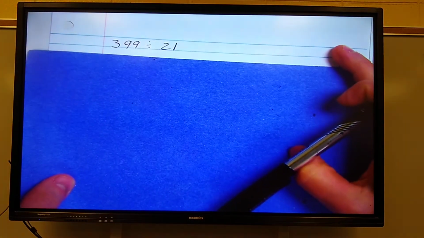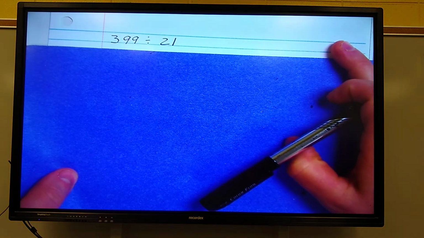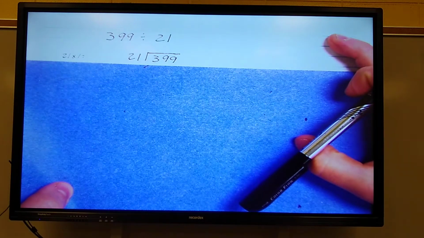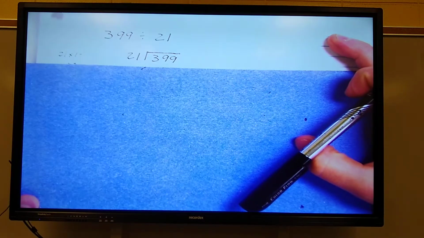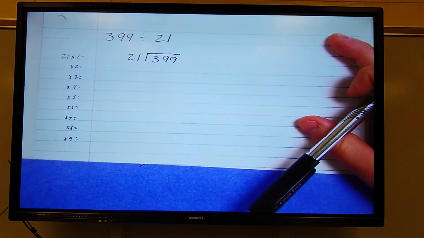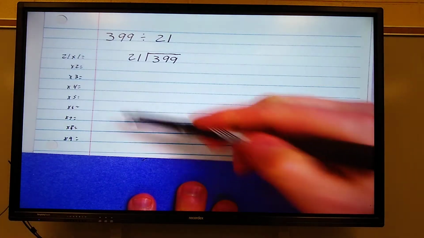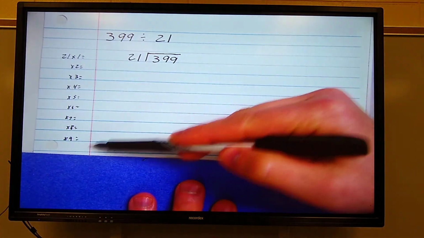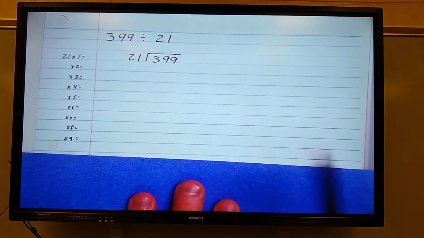Moving on to division. Division of whole numbers. 399 divided by 21. When you line it up, it's like this. The first thing you need to do is find the facts of 21. So pause the video and give me all the facts of 21. Do that now.